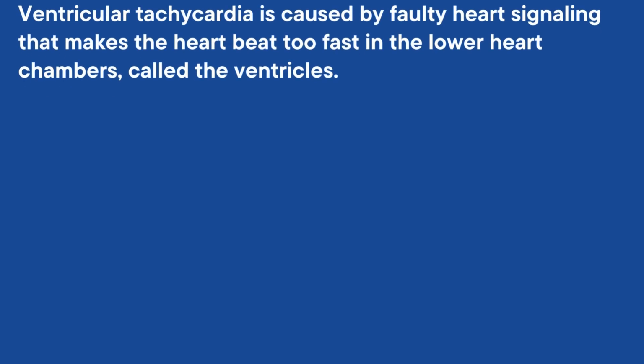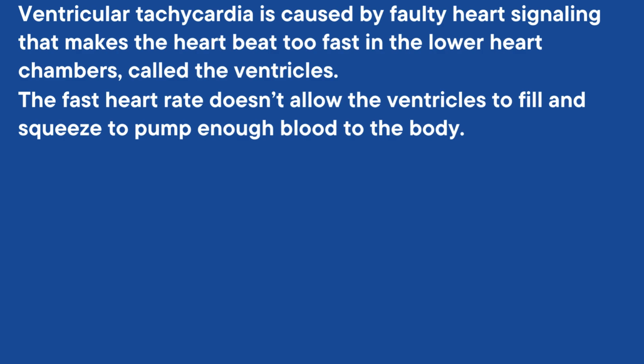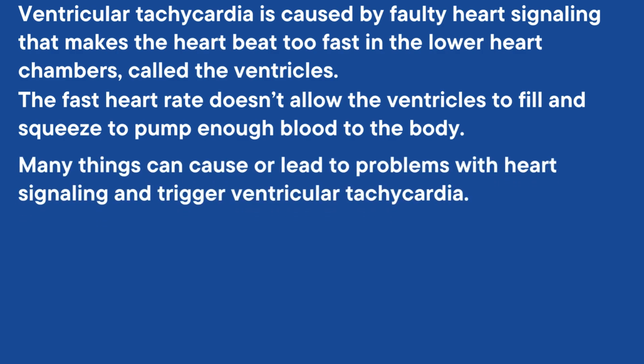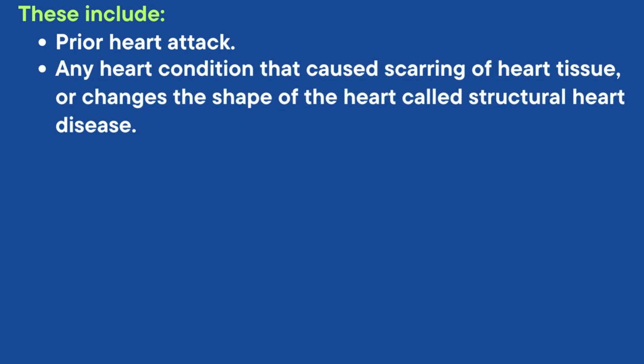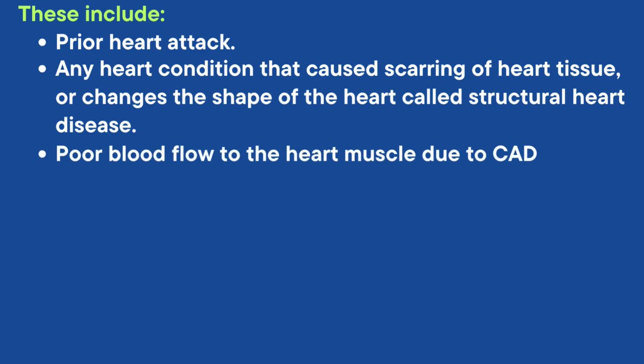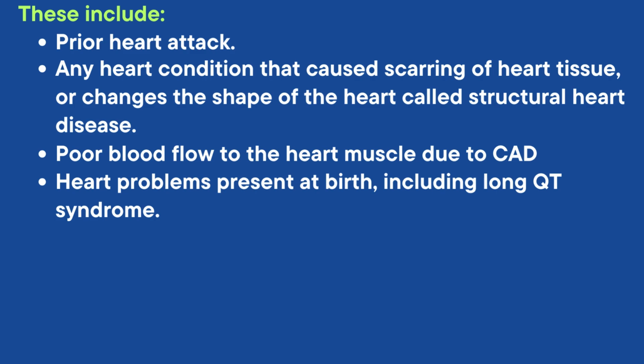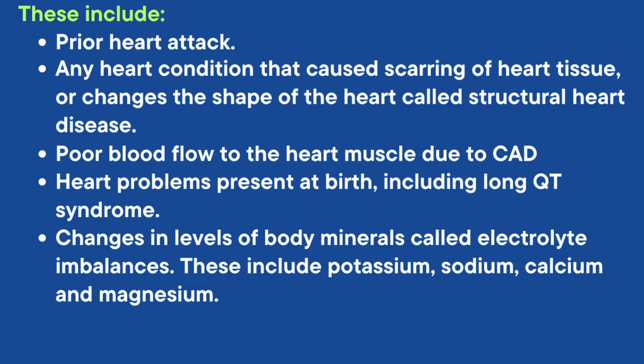Ventricular tachycardia is caused by faulty heart signaling that makes the heartbeat too fast in the lower heart chambers called the ventricles. The fast heart rate doesn't allow the ventricles to fill and so they fail to pump enough blood to the body. Many things can cause or lead to problems with heart signaling and trigger ventricular tachycardia. These include prior heart attack, any heart condition that caused scarring of heart tissue or changes the shape of the heart, called structural heart diseases, poor blood flow to the heart muscle due to coronary artery disease, heart problems present at birth including long QT syndrome, and changes in levels of body minerals called electrolyte imbalances.